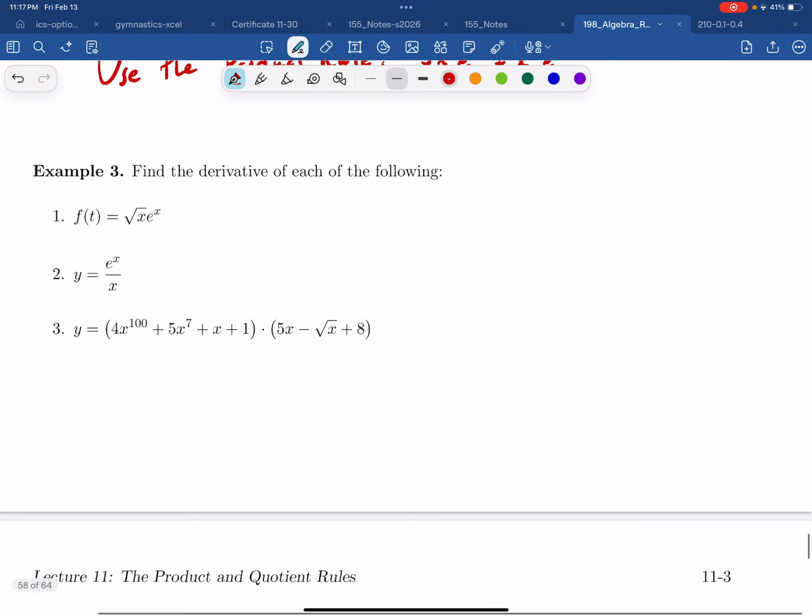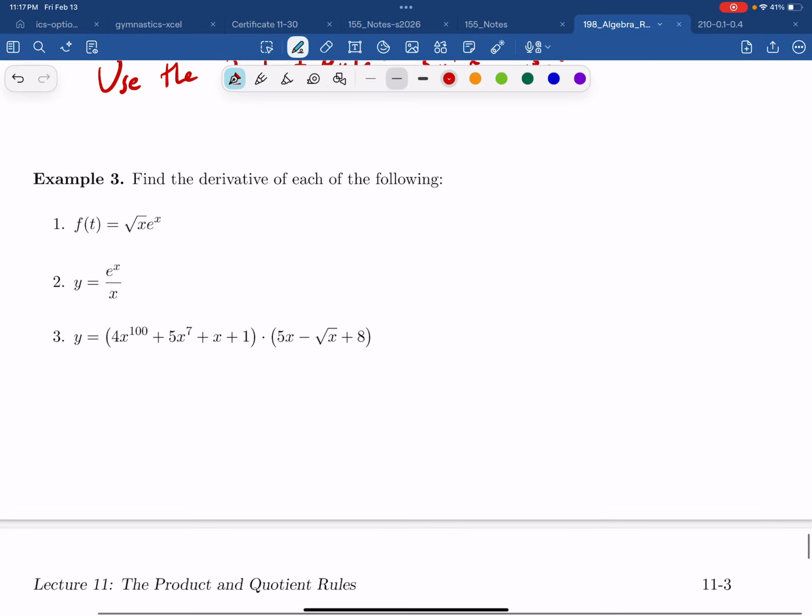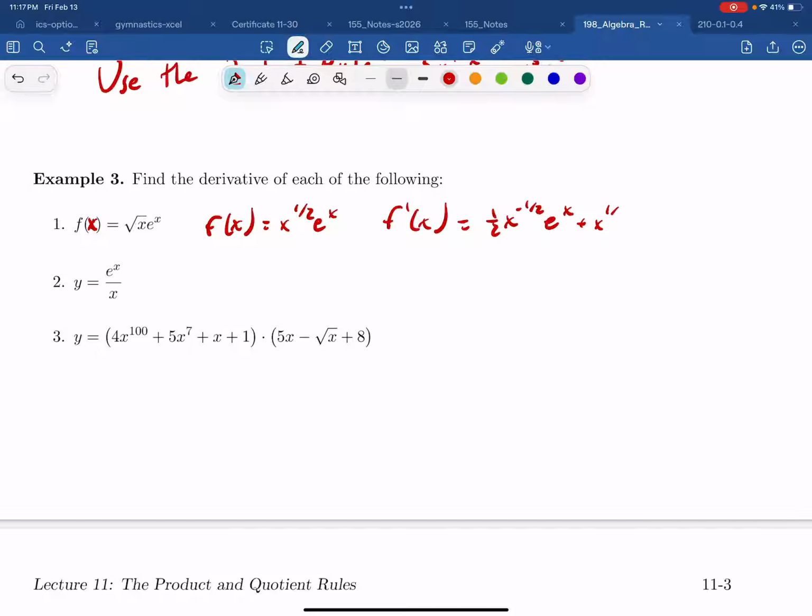So here are just some more examples. All right. This should be an f of x. Okay, find the derivative. Well, we're going to get f of x equals x to the 1/2 e to the x. Just good to keep in mind. So f prime of x is going to equal 1/2 x to the negative 1/2 e to the x plus x to the 1/2 e to the x.